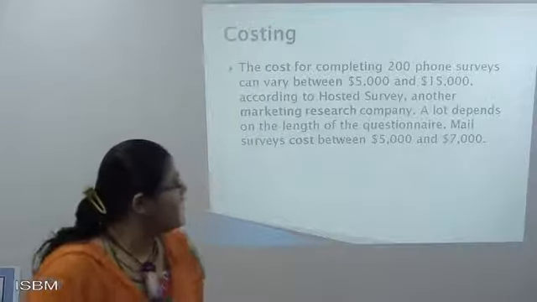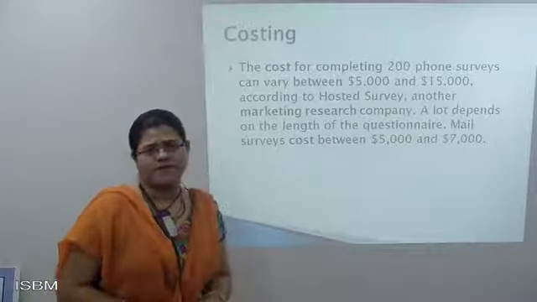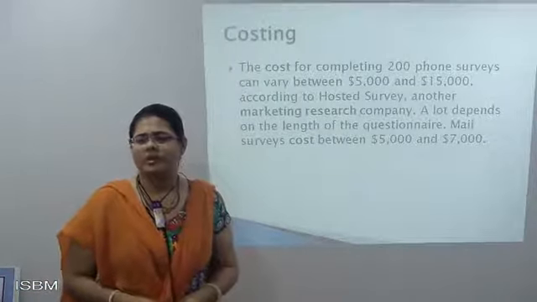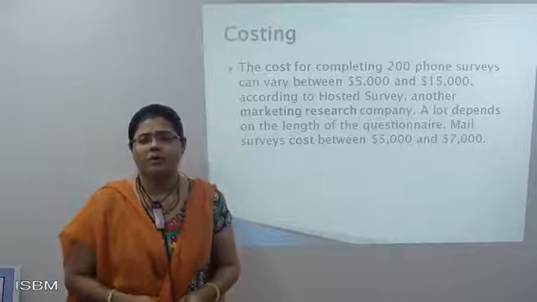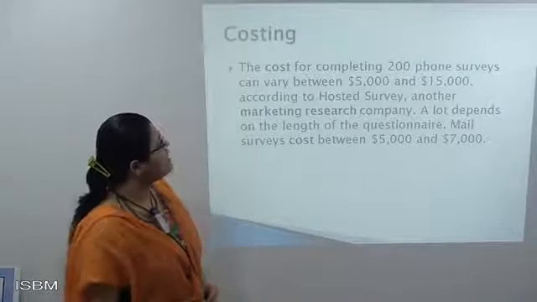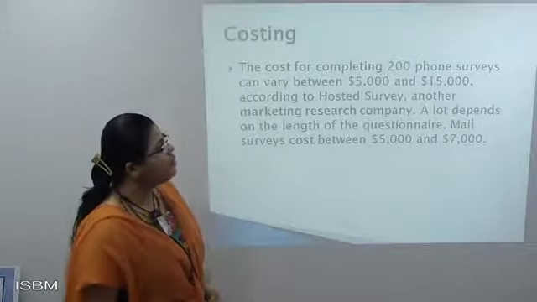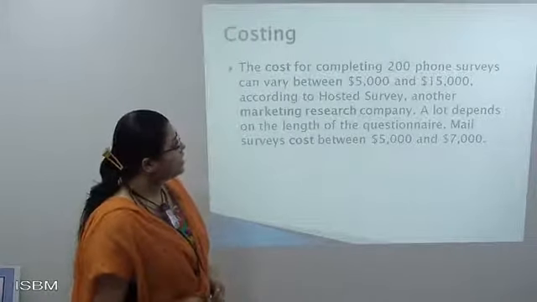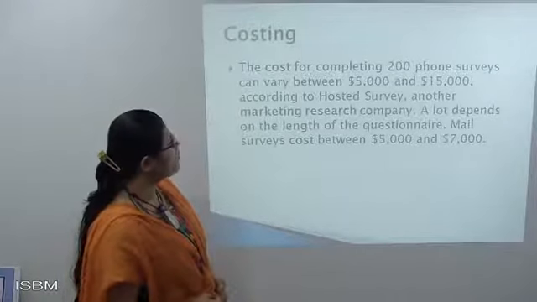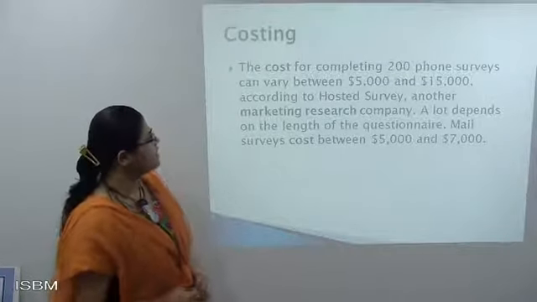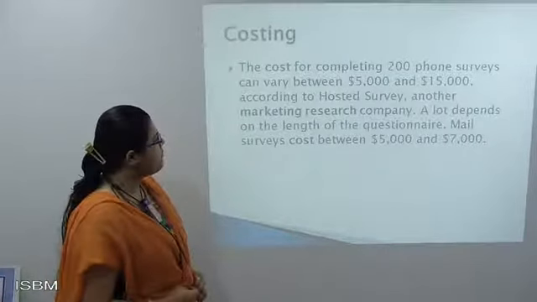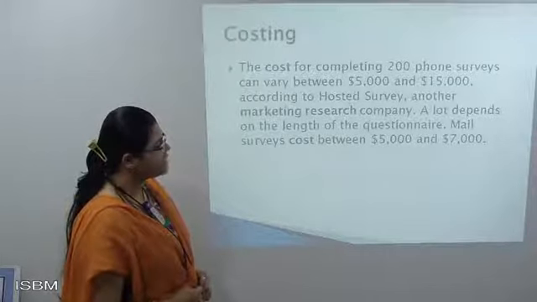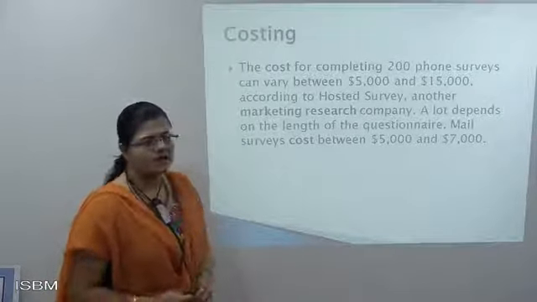Now, the main thing I have heard is that costing is important. Whenever you start any kind of project, the most important thing is to see the costing, meaning what the cost amount is. Here I have given: the cost of completing a 200 phone survey can vary between $5,000 and $15,000 according to the hosted survey. Another marketing research company says a lot depends on the length of the questionnaire. A mail survey costs between $5,000 and $7,000. See, there is a difference between them.